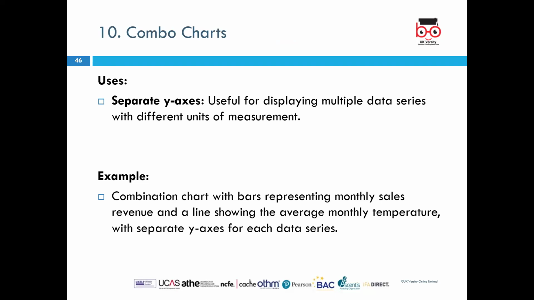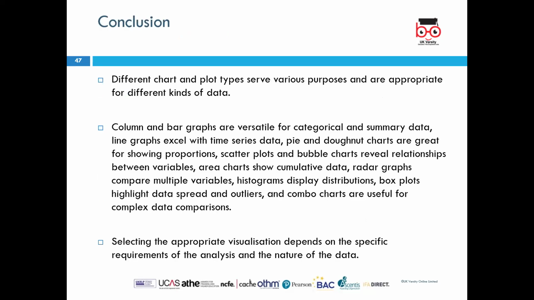Combo charts, these are now useful for displaying multiple data series with different units of measure. Example for a combo chart is a combination chart with bars which are going to be representing monthly sales revenues and lines showing average monthly temperature, with a separate y-axis for each data series.